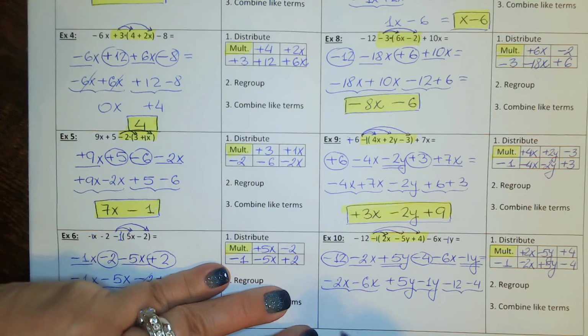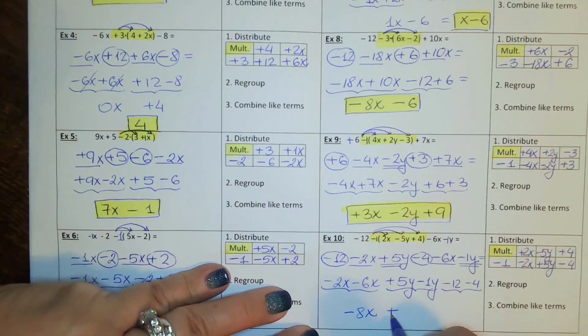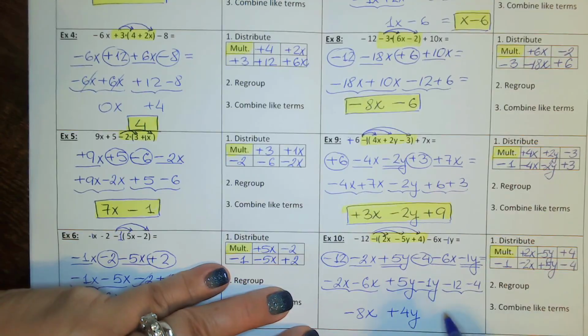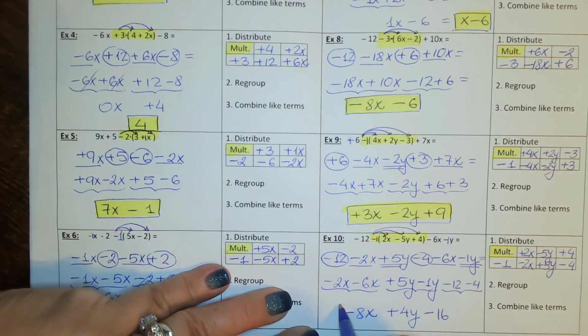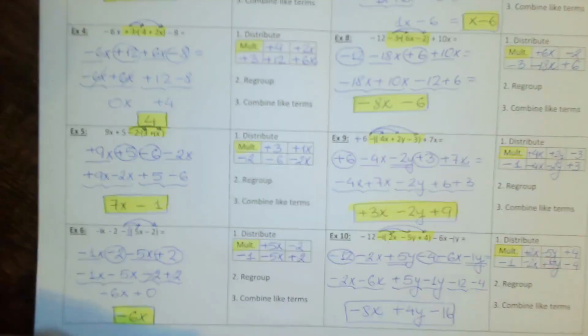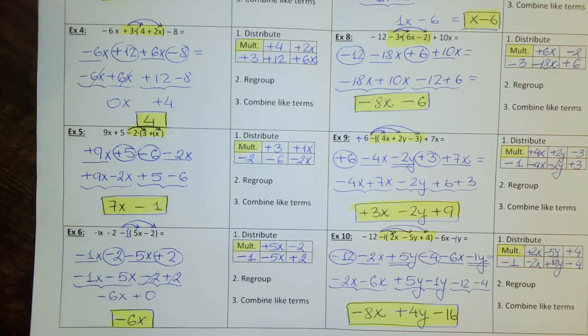Same sign, add the numbers, keep the sign, negative 8x. Different sign, subtract, and keep the sign of the bigger number. Plus 4y, same sign, add the numbers, keep the sign, negative 16. Simplified expression, negative 8x plus 4y minus 16.